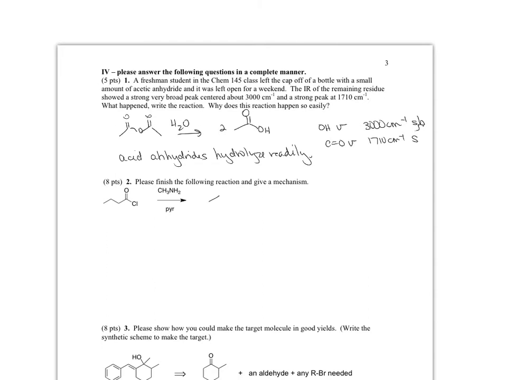All right, number 2, finish the following reaction and then give me a mechanism. So what we're doing is we're taking an acid chloride and an amine, and we're making an amide. It says we've done that with a little bit of extra pyridine instead of just extra dimethylamine, which is fine. Most of us would have just used extra dimethylamine, but anyway, we're just going to attack.